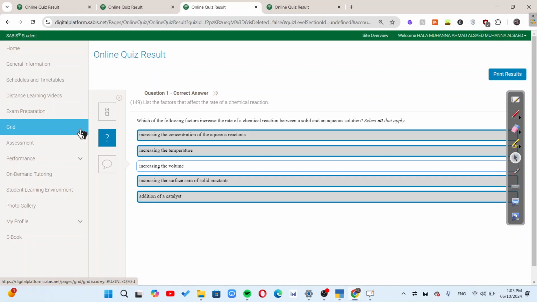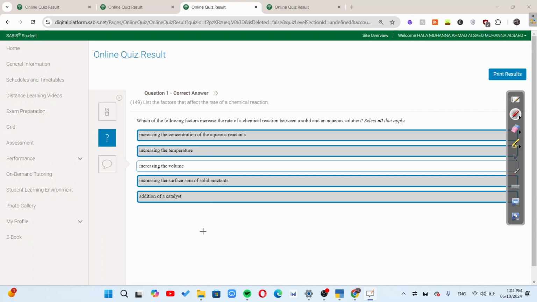First question, it's telling us: which of the following factors increase chemical reaction between a solid and an aqueous? I have my chemistry copybook here. My teacher gave us this graph. I'm going to draw it for you guys at the end of the video. It's about everything that affects the rates between solids, liquids, and gases. Let me just pull it out really quick. And yeah, I have it.